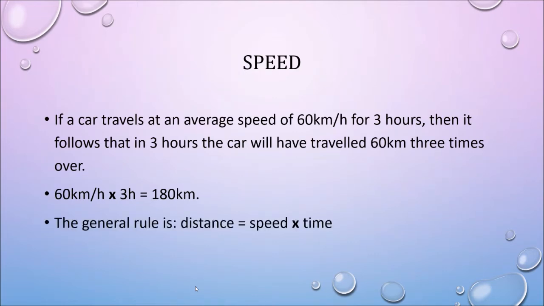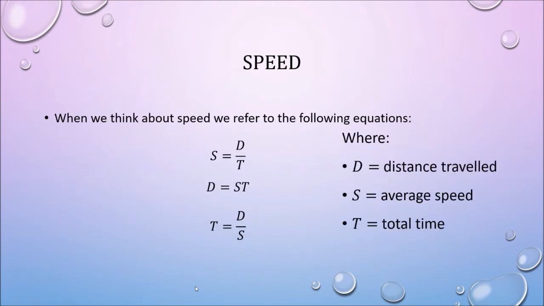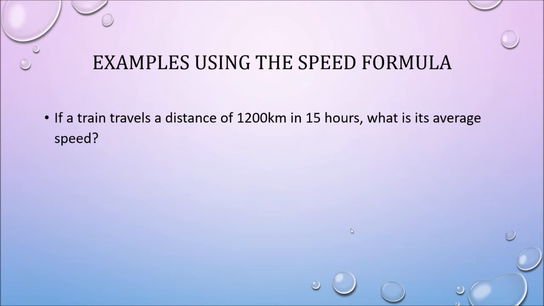So the general rule is that when we're talking about the distance, we're using the speed of the vehicle times the time that they have been travelling for. So when we think about speed, we refer to the following equations. We have our S equals D over T, D equals ST, so this is a times here, and time equals the distance divided by speed. So our D refers to our distance, our S refers to our average speed, and our T refers to the total time.